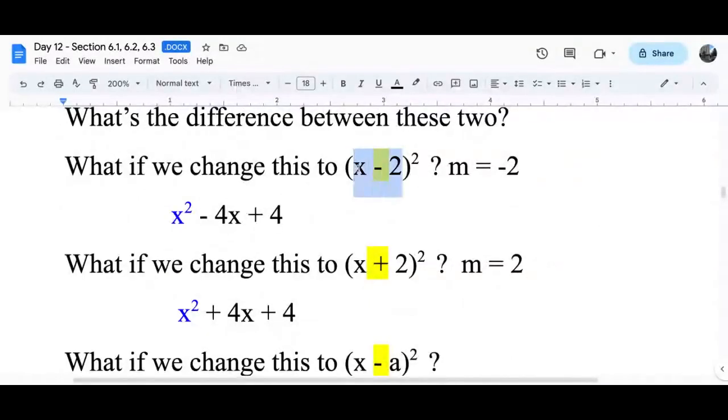Let's see this one, x minus 2 squared. Okay. So we could have x squared, then plus negative 2 squared. Negative 2 squared is positive 4. Then multiply those two. We have x, we have negative 2, so that's negative 2x. Double it. Double it means multiply by 2. We get negative 4x.